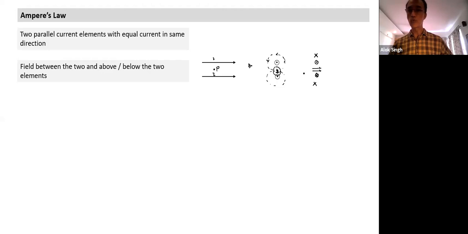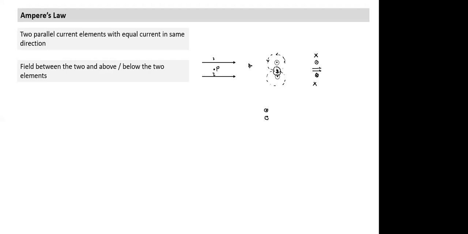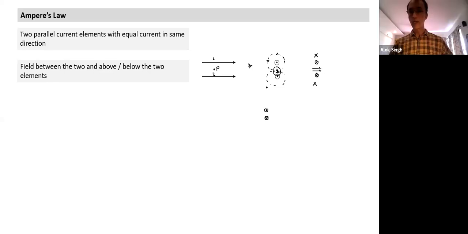And this region is too small. Suppose I take one element like this, and the other element like this. What is the field at this point? If the point is a little far, this distance and this distance are almost equal, so both will produce almost equal and opposite fields, and it will become almost zero. We'll use this concept a little later, the field between the two and above and below. So just understand that if the currents are in opposite directions, one dot and the other cross, the fields tend to get added up between them.